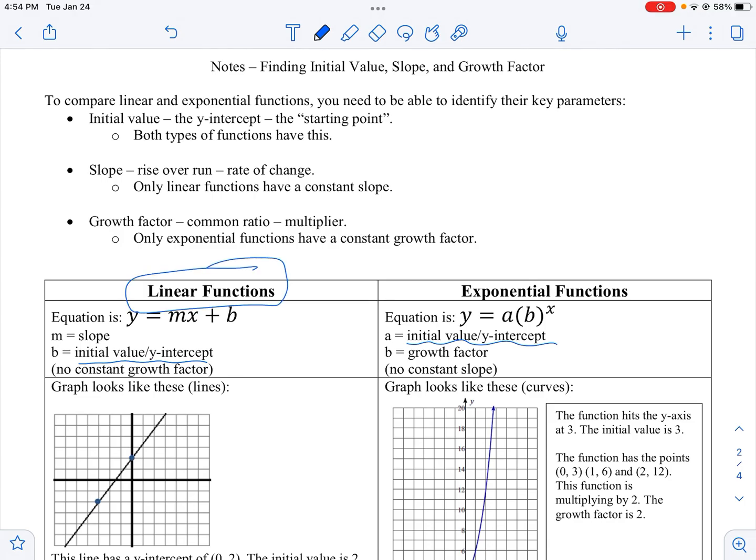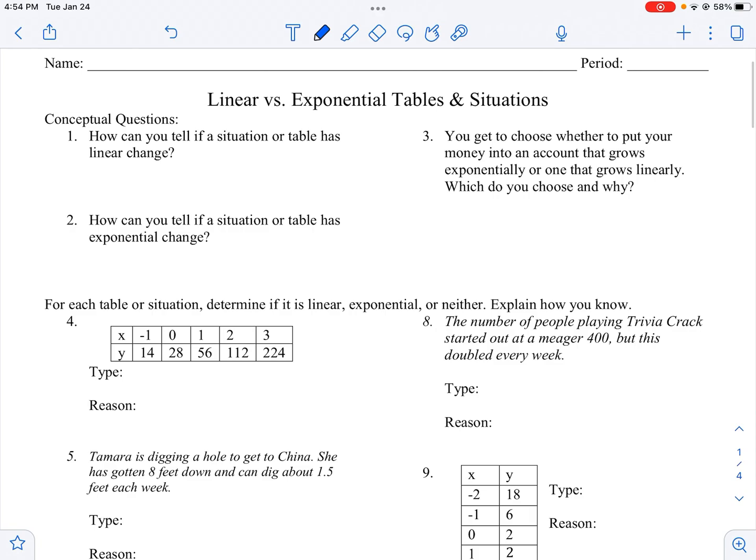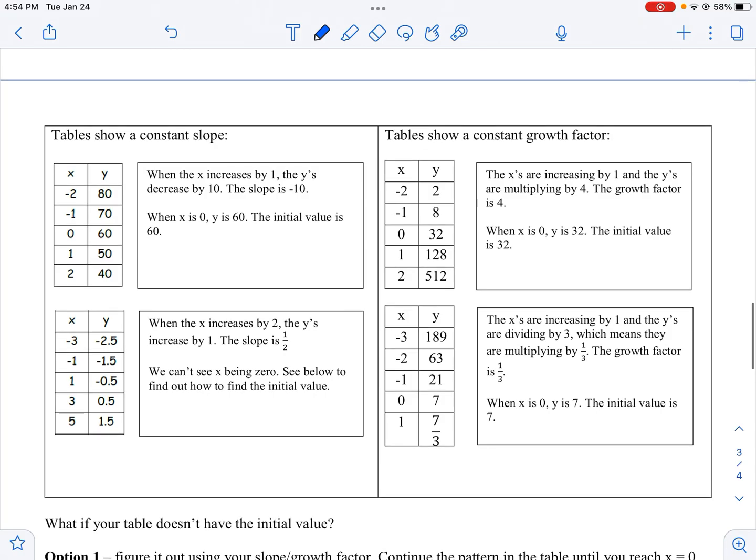So those are the definitions we're working with. Linear functions add or subtract the same number each time. Exponentials are multiplying or dividing by the same number each time. What you need to do on today's assignment is look at tables and situations and determine if they're linear or exponential and provide a reason why. If we go to the back of our notes, it has tables. When you're looking at tables, you need to keep track of a few things.